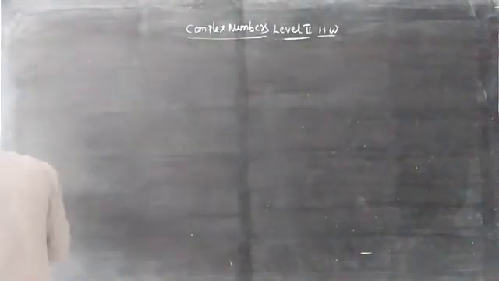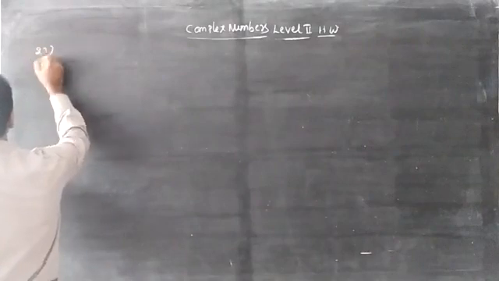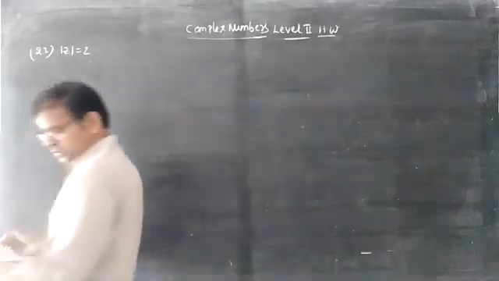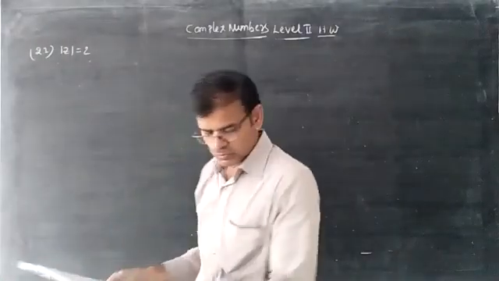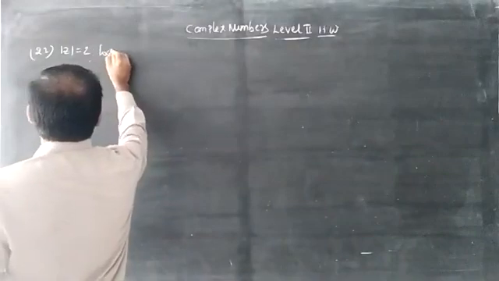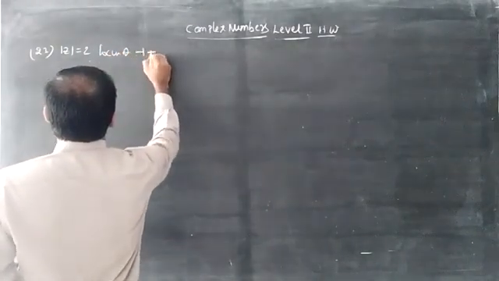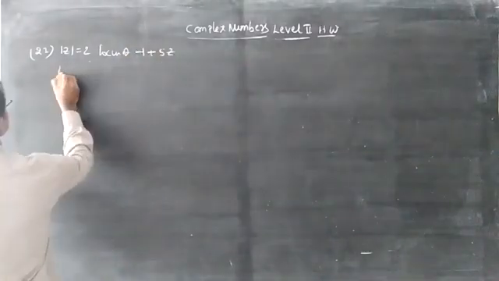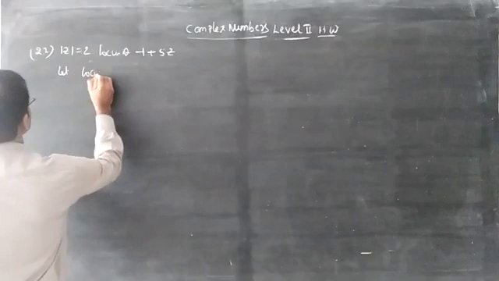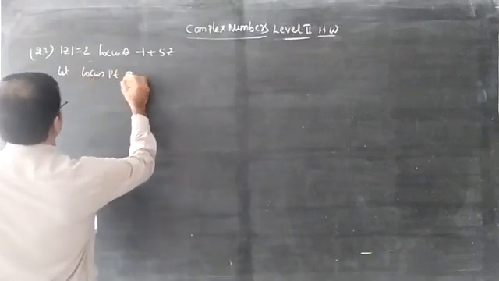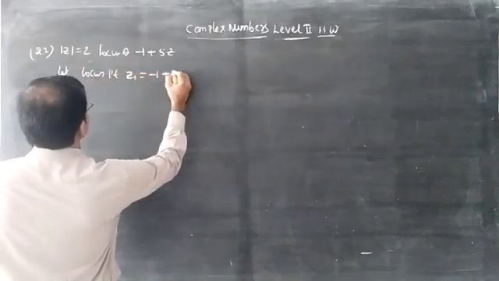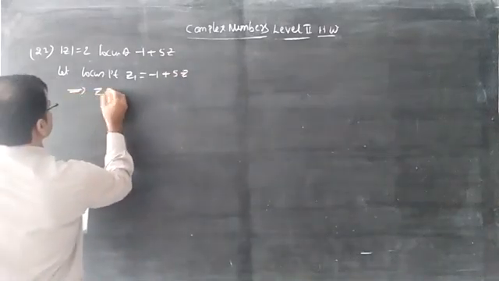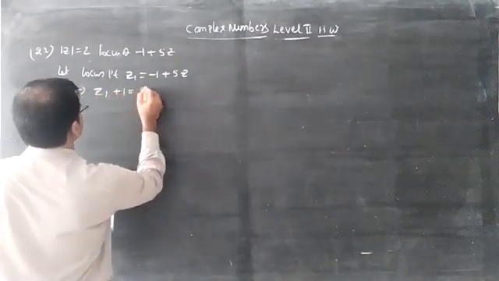22nd question. If modulus z is equal to 2, then locus of minus 1 plus 5z. Locus of minus 1 plus 5z. So let the locus point z1 is equal to minus 1 plus 5z. That implies z1 plus 1 is equal to 5 into z.